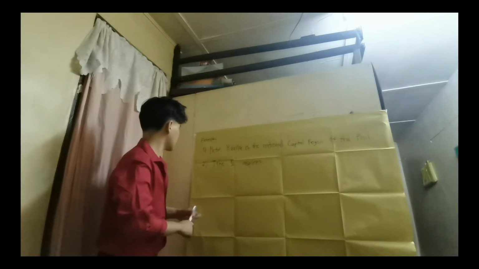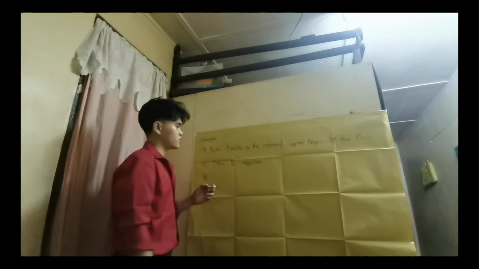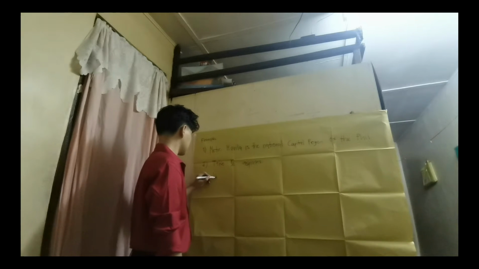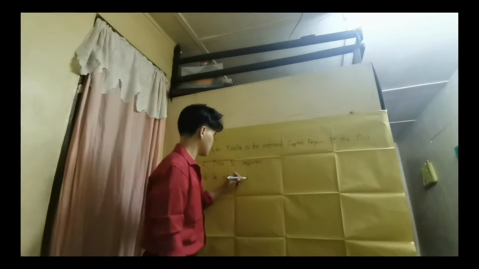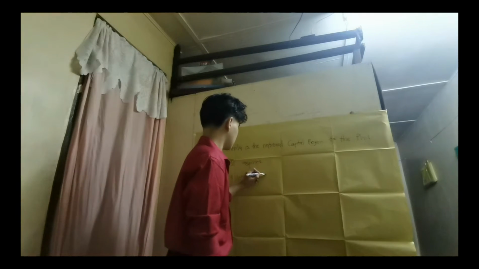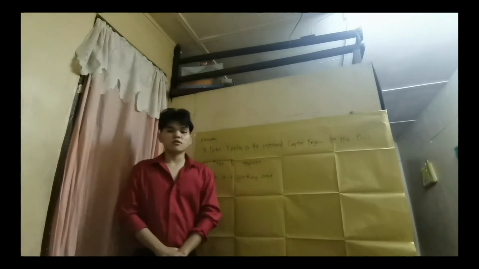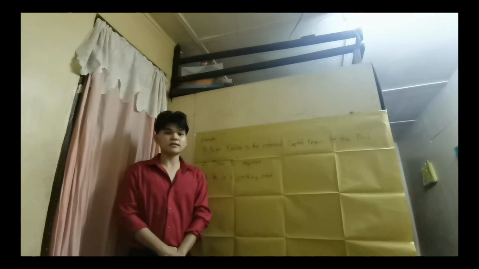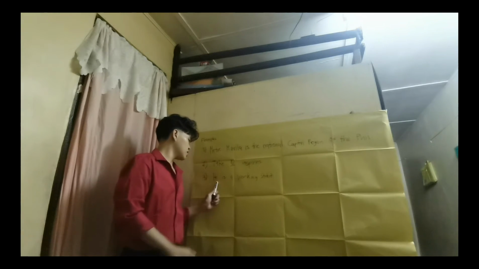Number three example: he is a working student. This is not a proposition because the truth or falsity of this statement depends on the reference of the pronoun he.